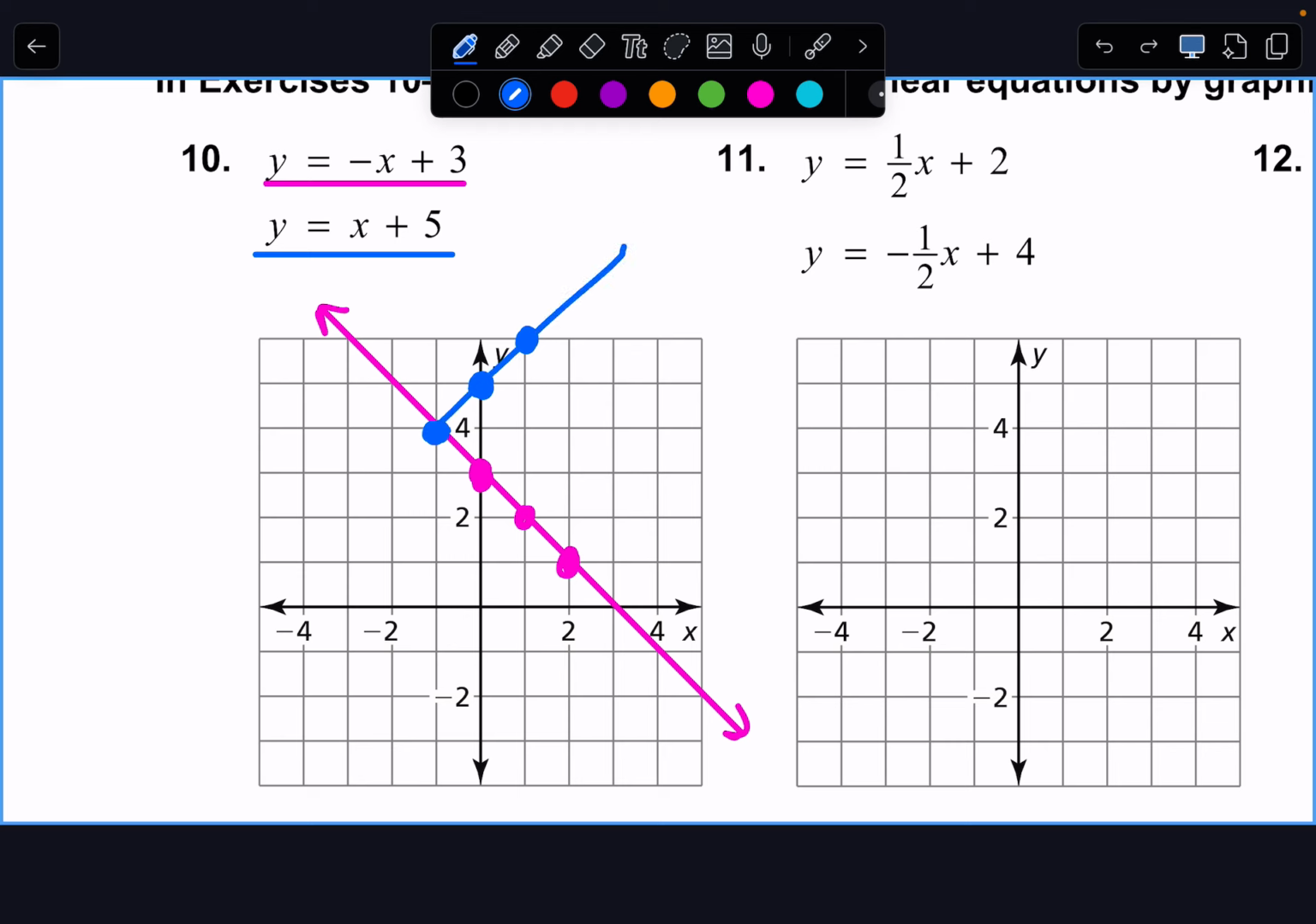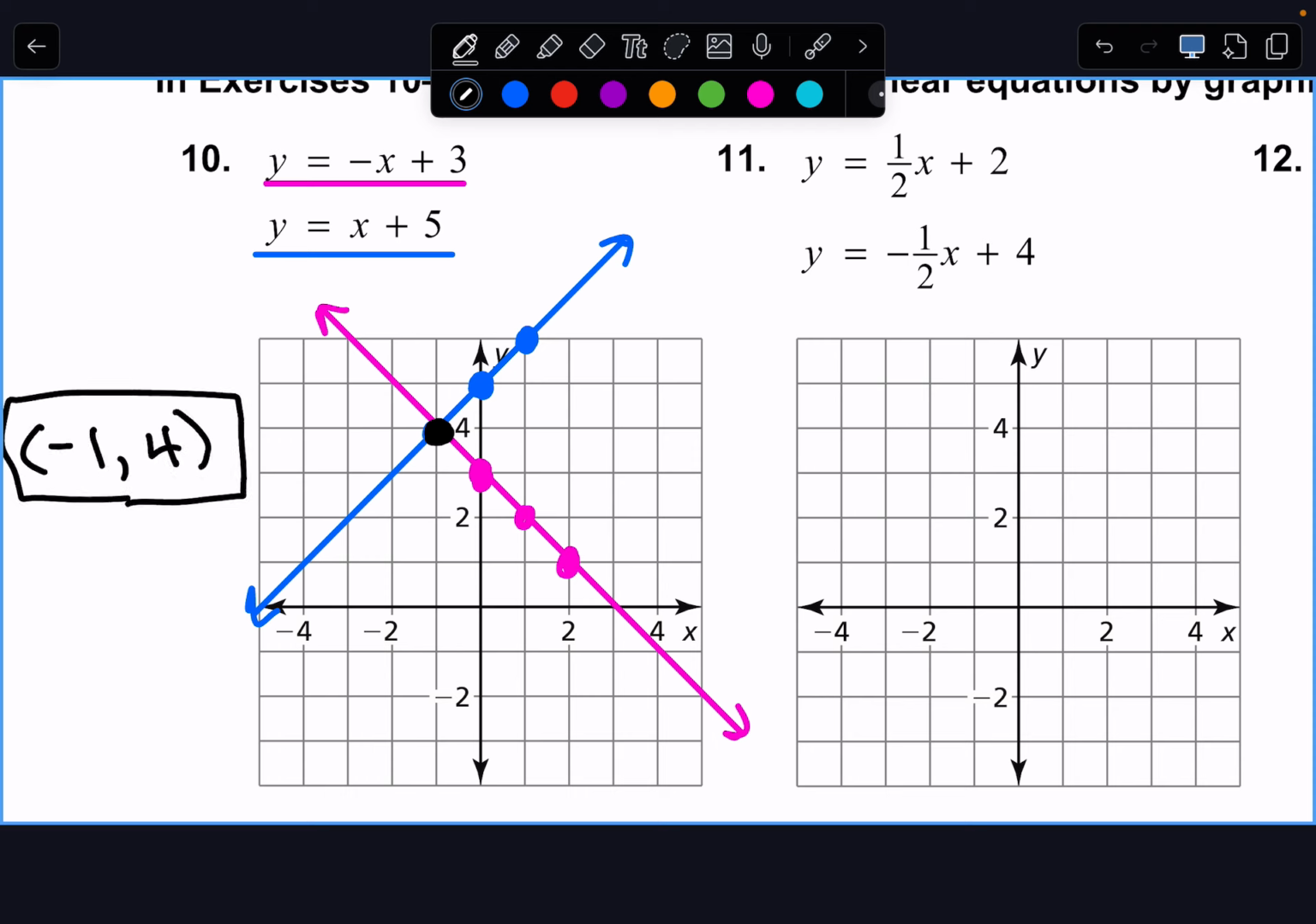I think it's really important for you to be able to count your slope both forward and backwards to make sure that your two lines are going to intersect at that exact point. So what is our point of intersection? Negative 1, 4. This is our solution. Okay, that's our solution.